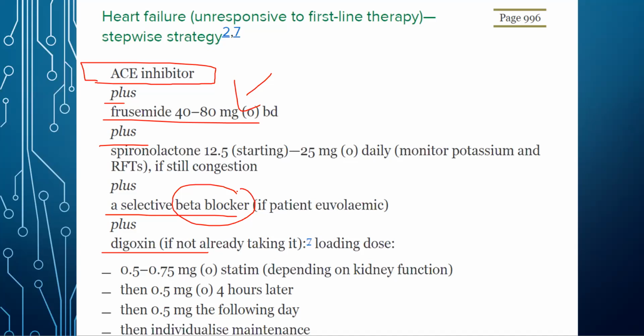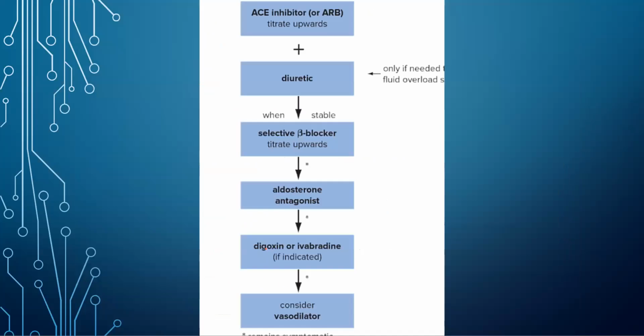Okay, so ACE inhibitor, furosemide, spironolactone, beta blocker and digoxin. That's the stepwise method of treatment. You don't need to memorize the dose of the medication for AMC MCQ. Just the name of the medication is fine. See this one, the diuretic is only needed if patient is having fluid overload symptoms.